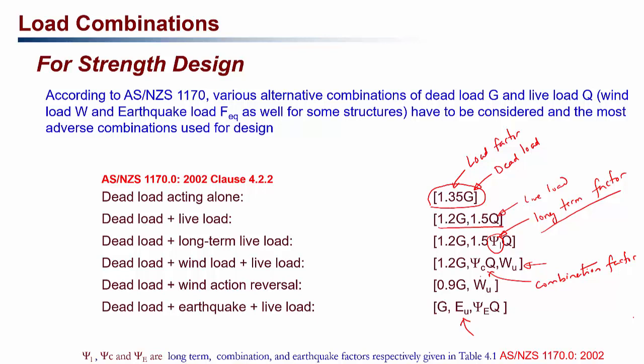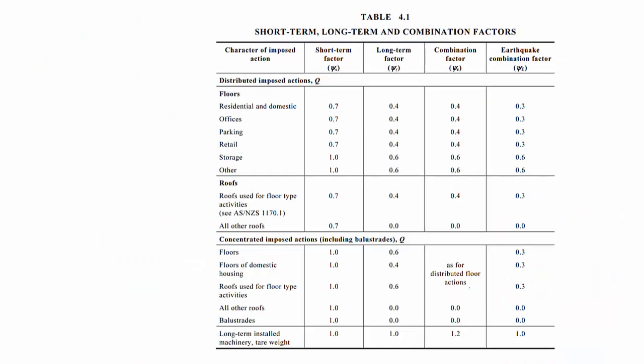And ψc is used when we are considering the wind load, live load, and the dead load, all of them reaching an extreme peak at the same time. It's a bit unlikely for that case, so what we use is the ψc factor to take that into account when we are considering all three of them. So these short-term, long-term, and combination factors are given in Table 4.5 in AS 1170.1 here.